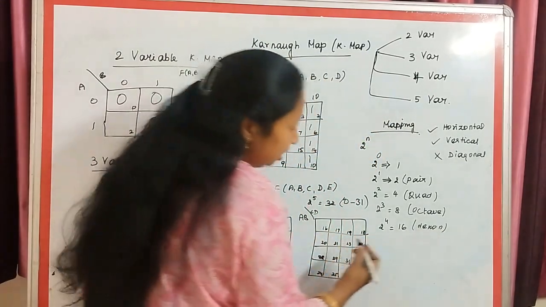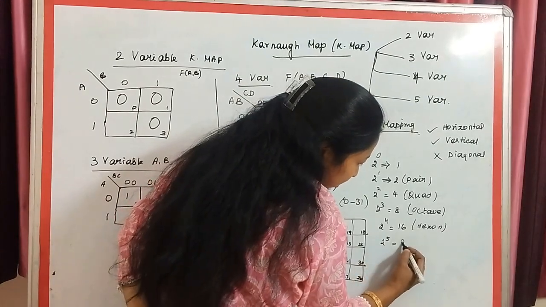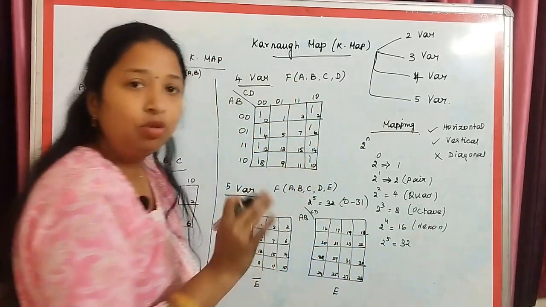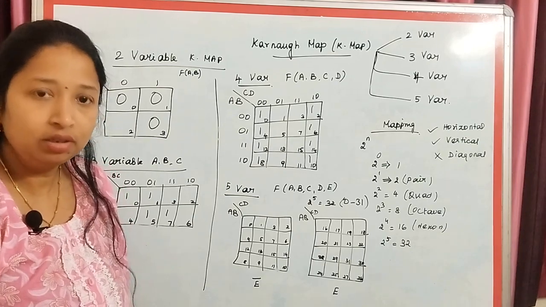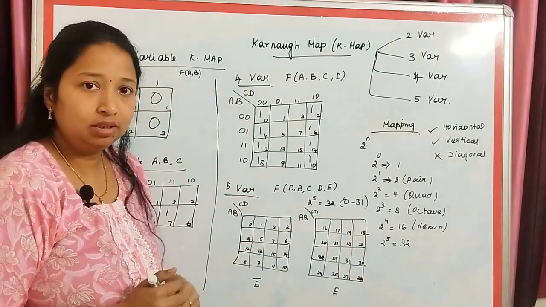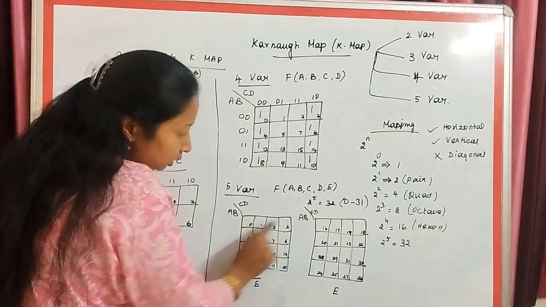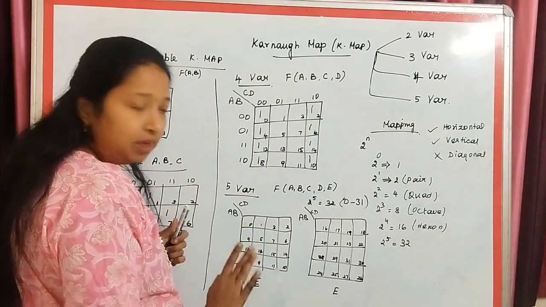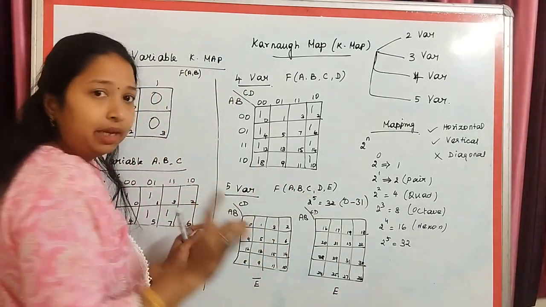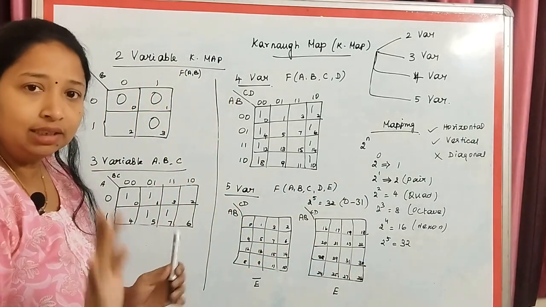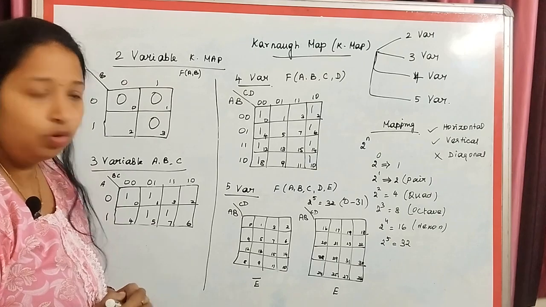Hexagon mapping can be done, or 2 power 5, which is 32. A 32 number grouping can be done. Fine. What do you mean by all this? Whenever I mention 32, meaning all the boxes, if they carry a 1, it means that the entire group can be taken as a single group. And that is called a 32 group mapping.